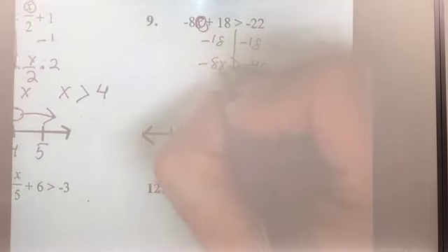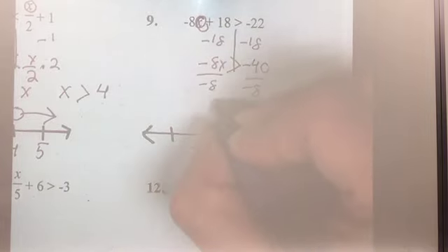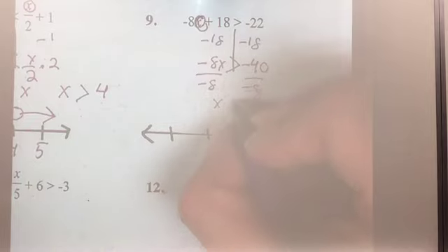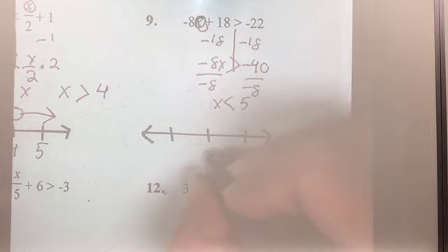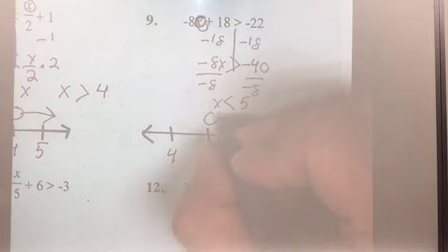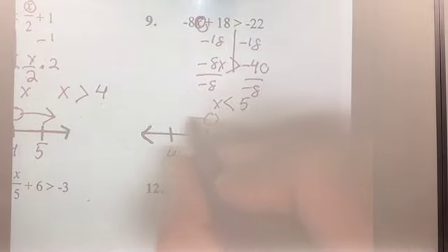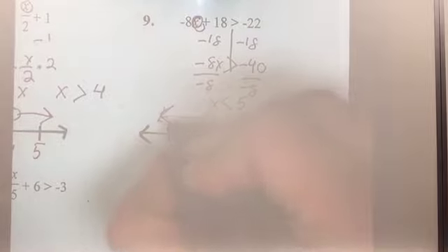Okay, so I'm now multiplying here, so I'm going to divide both sides by negative 8. So x, I divided by a negative, so I have to flip the sign, is less than 5. There's 5, 6, and 4. Put your circle. It's going to be open because it's not or equal to, but it says less than, so it's going to the left.